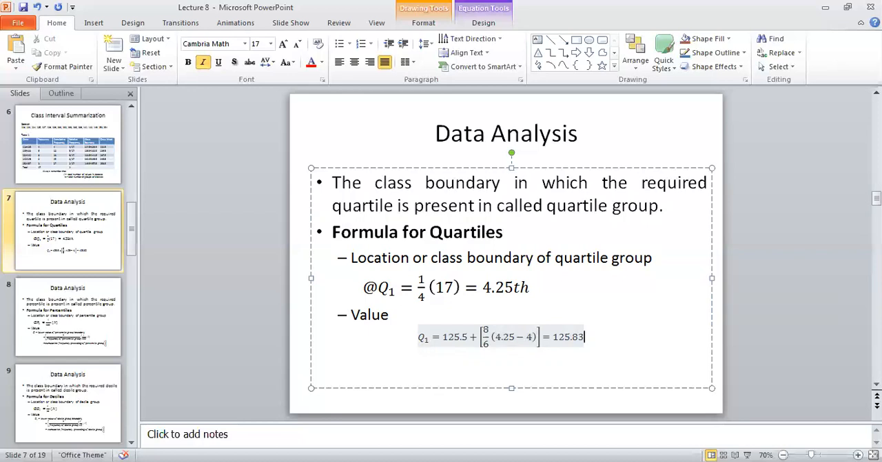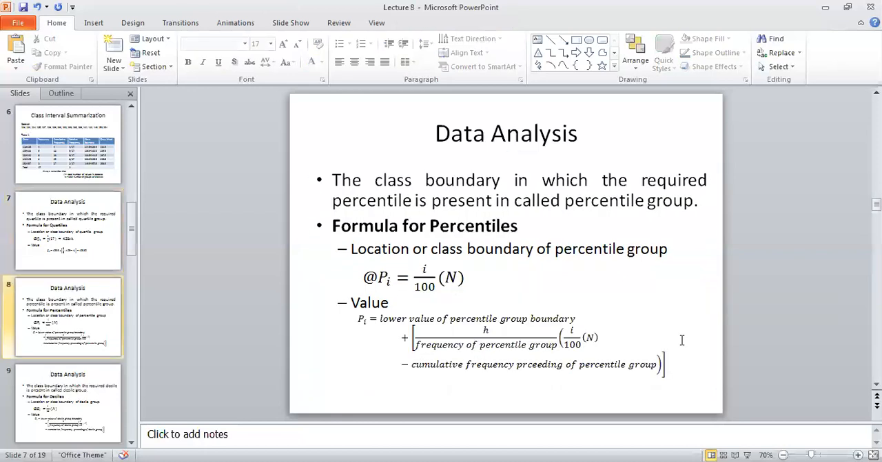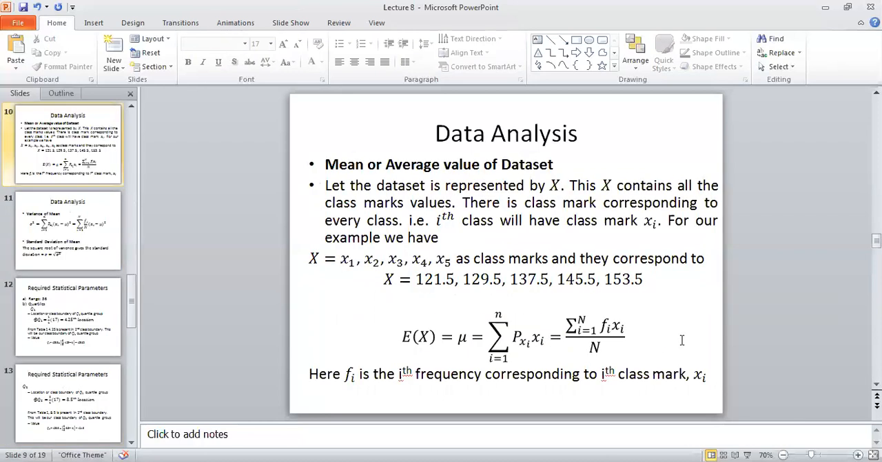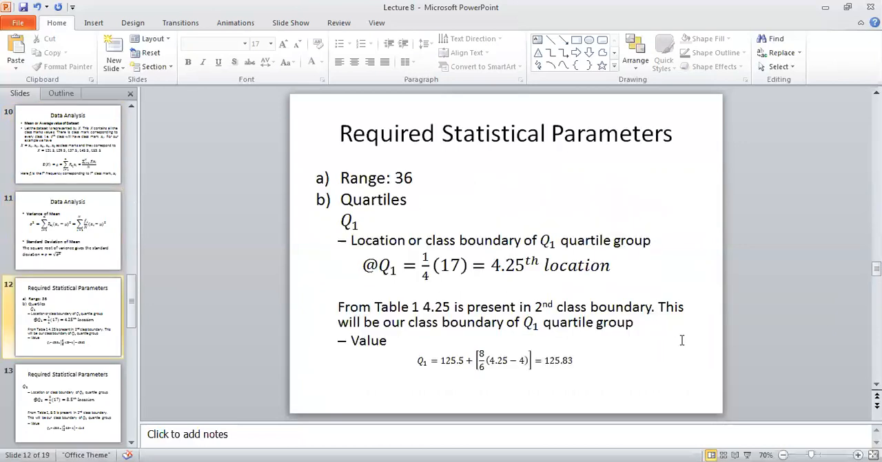I hope this is understandable to everybody. A similar set of calculations can be done for the other quartiles, deciles, and percentiles. So let's see how we do it. I'm quickly moving on to the slide where we have done this calculation. Later on, you can study it on your own as well.